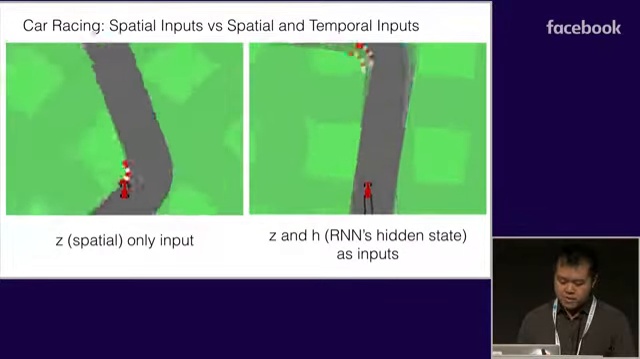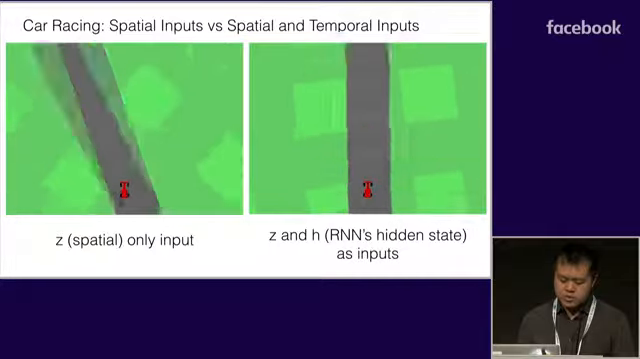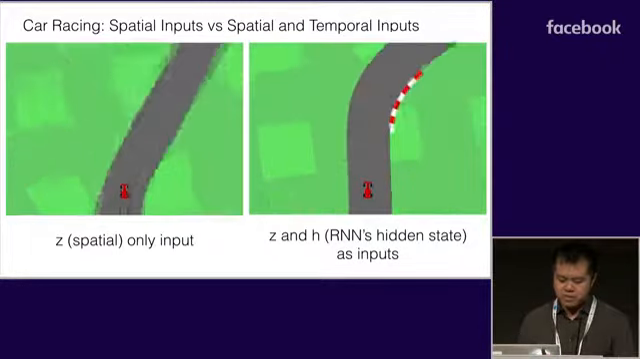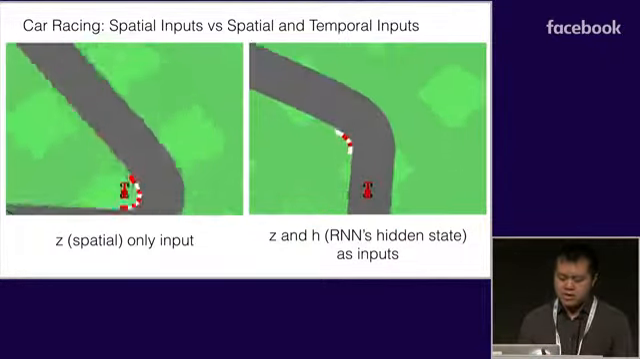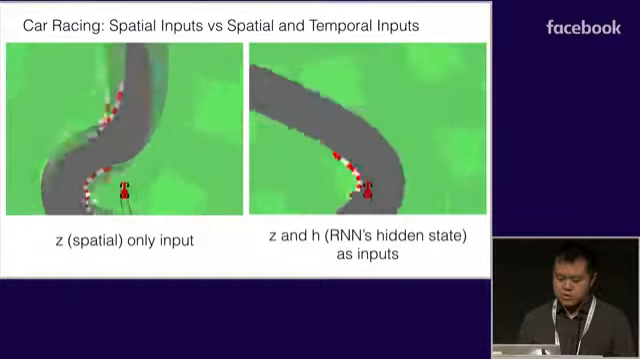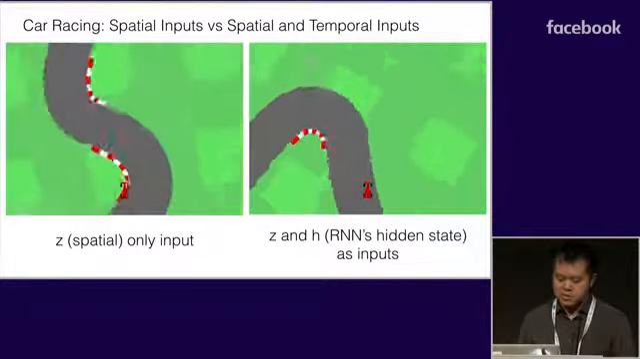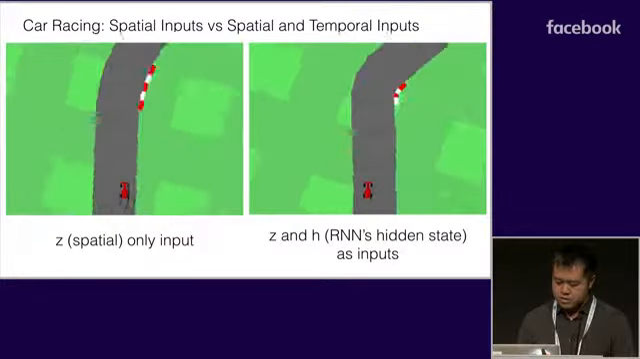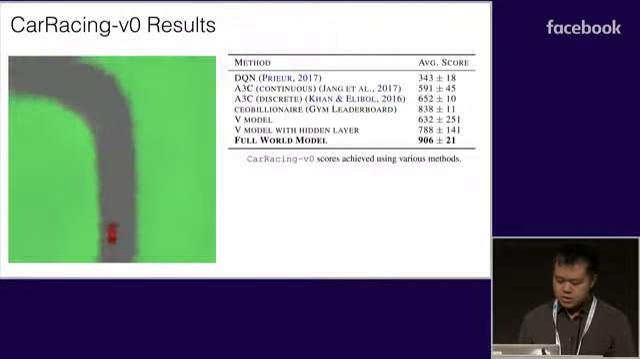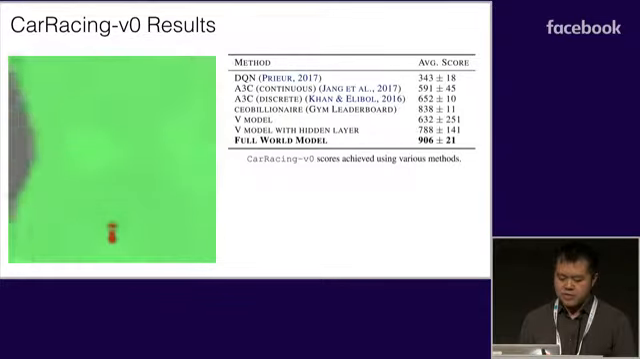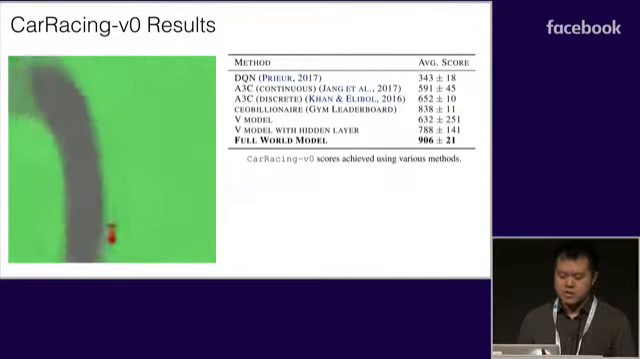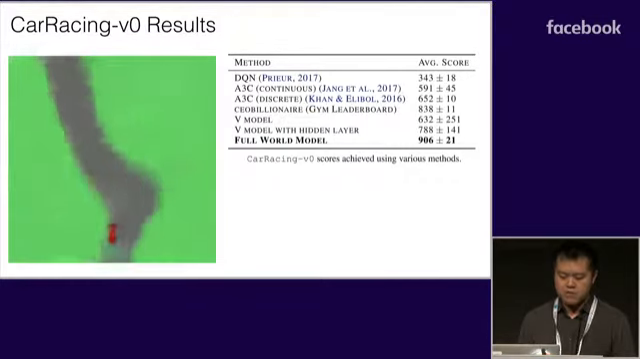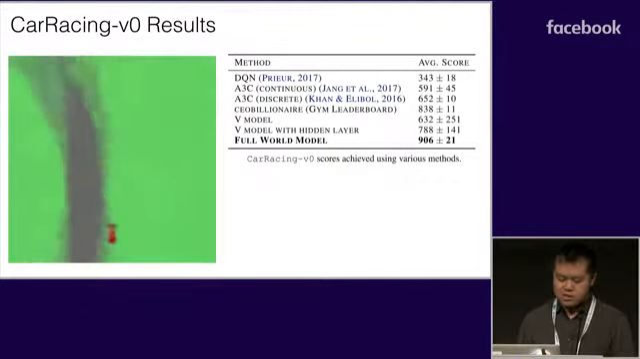But when we then give it also H, so it knows both Z and H, the spatial and temporal information, it learns a more robust policy to navigate, and it's able to seemingly take these sharp corners by predicting what's happening in the future intuitively. So our model achieved an average score above 900, which is required to solve the task. And to our knowledge, this is the first solution that's able to solve CarRacing-v0. But that's not the end of the story.